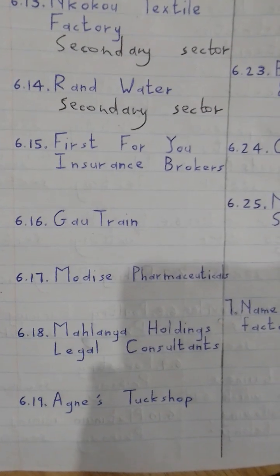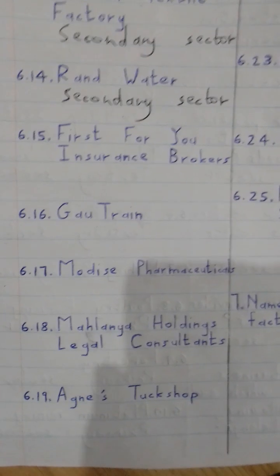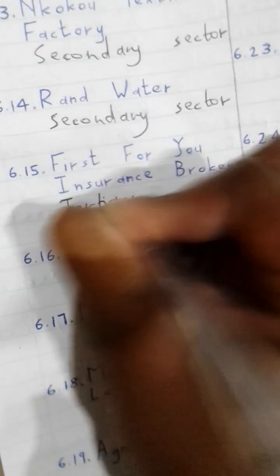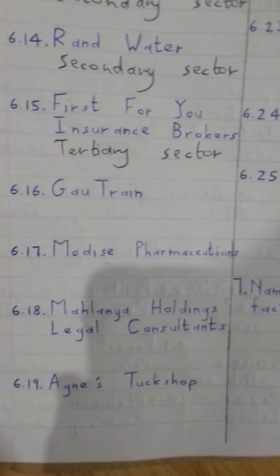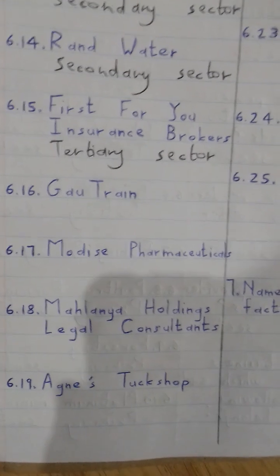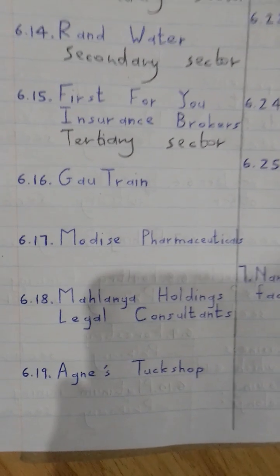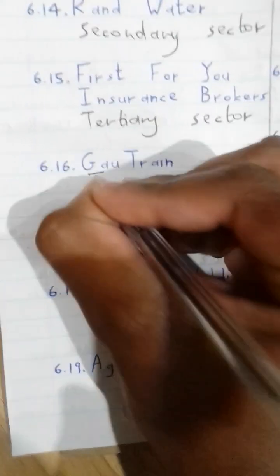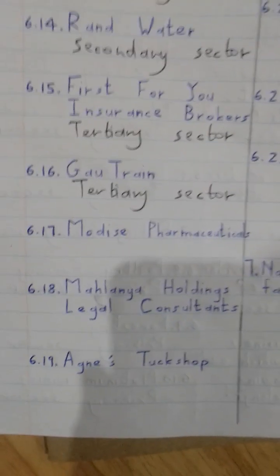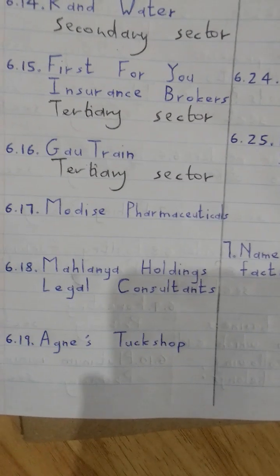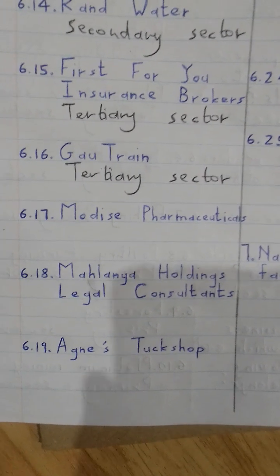6.15, First for your insurance brokers. So remember, insurance belongs to the tertiary sector. 6.16, Gautrain. This is public transportation, right? So it belongs to the tertiary sector. 6.17, Modise Pharmaceuticals. Pharmaceuticals is under healthcare, so this is tertiary sector.